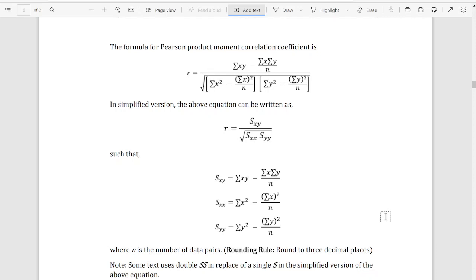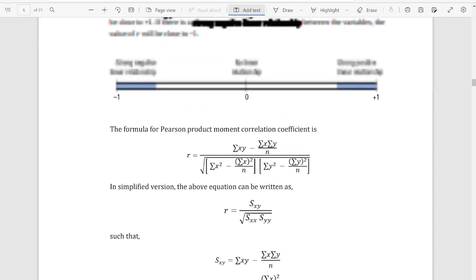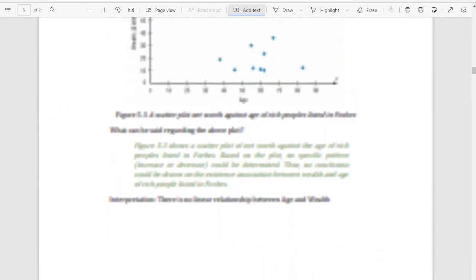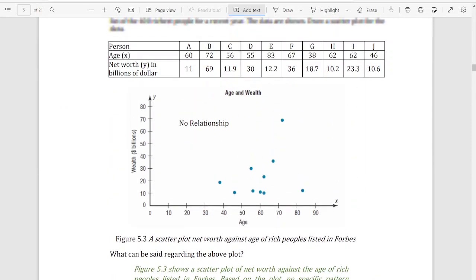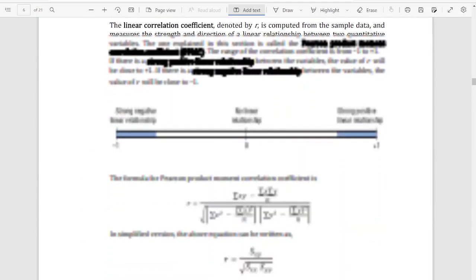Okay, where N here refers to the number of pairs. So for this example, what is the value of N? How many pairs are there? 1, 2, 3, 4, 5, 6, 7, 8, 9, 10. So you have 10 pairs. So in this case, N is equal to 10. Okay, so N refers to the number of pairs.